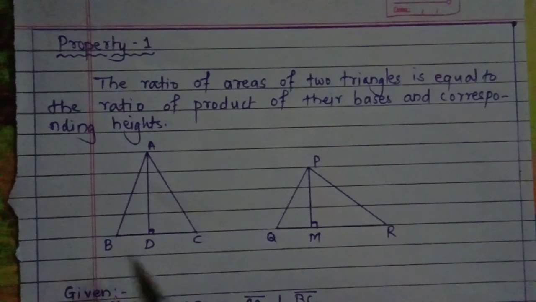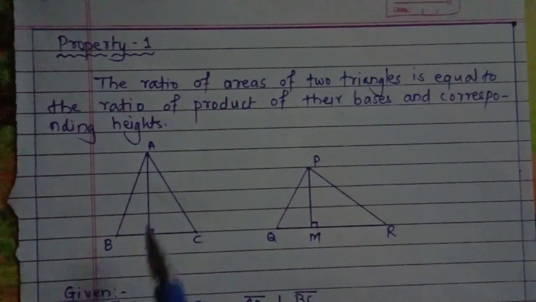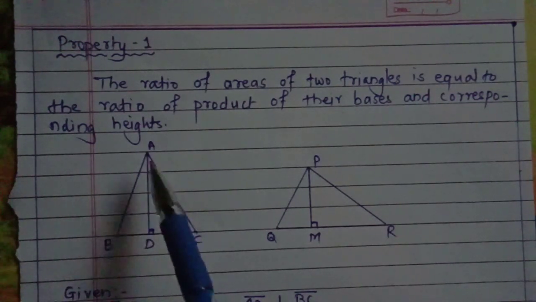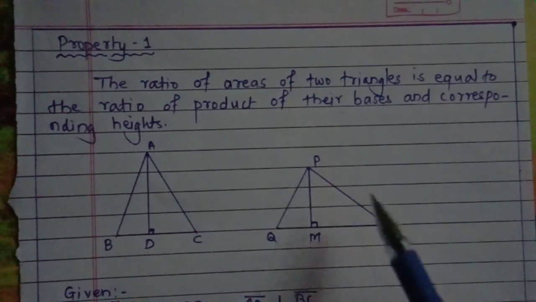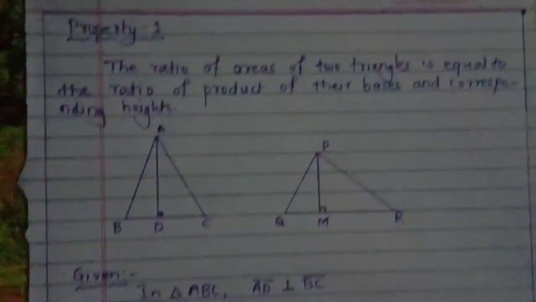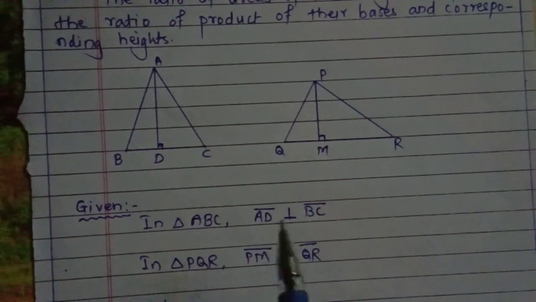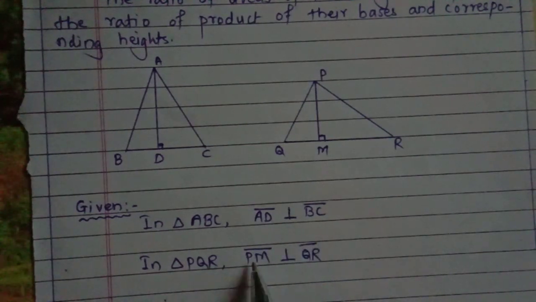Suppose this is triangle ABC and this is triangle PQR. In this triangle ABC, AD is perpendicular to BC. That means AD is height and BC is base. In triangle PQR, PM is perpendicular to QR. That means PM is height and QR is base. So we have written here, given: in triangle ABC, AD perpendicular BC, and in triangle PQR, PM perpendicular QR. This is given to us.